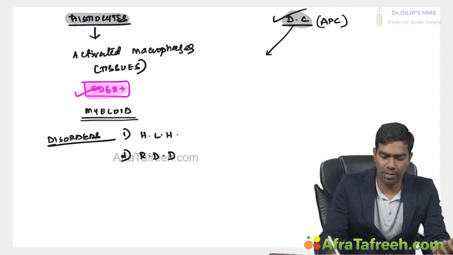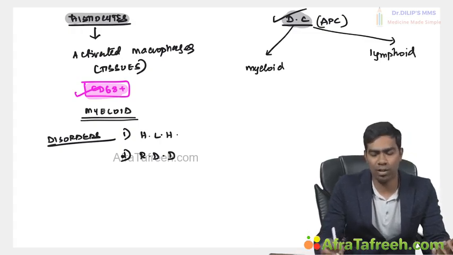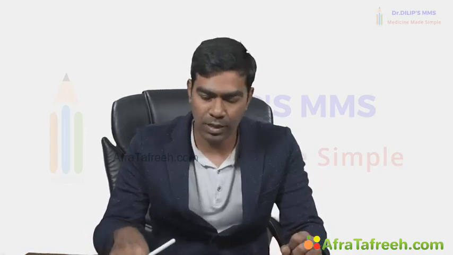Coming on to dendritic cells, what are the two different lineages? A dendritic cell may originate from a myeloid lineage, or it can originate from a lymphoid lineage. How will you know that the dendritic cell originated from the myeloid lineage? Because it will be CD11c positive. If it originated from the lymphoid lineage, it must be CD11c negative, as simple as that.